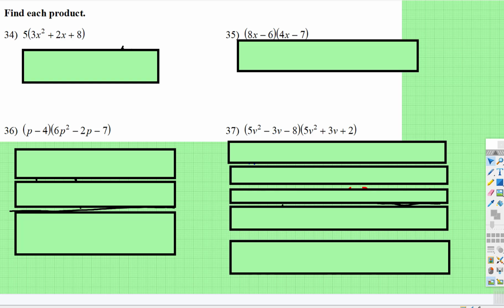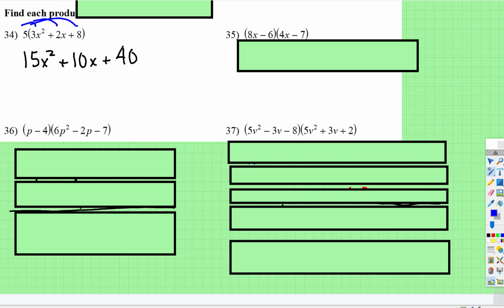All right, let's come over here. Multiplication now. So these operations were addition and subtraction. Now multiplication. Well, this is just going to be do the distributive. And everybody that's this far in videos knows how to do that. So 15x squared plus 10x plus 40. This is a binomial times a binomial, two binomials being multiplied. So 8x times 4x, 8x times negative 7. Then, once you finish that, it's negative 6 times 4x and negative 6 times 7.